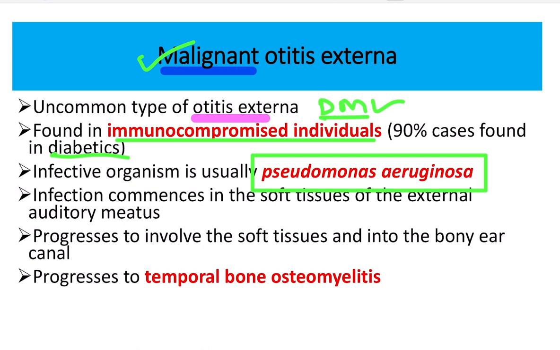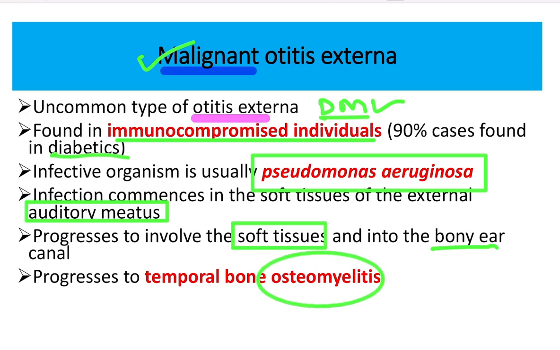Infection commences as a soft tissue infection in the external auditory meatus. That means this infection occurs in the external acoustic meatus, which is part of the external ear, and it involves the soft tissue. When this continues, it can also invade the bony ear canal, and sometimes it may cause temporal osteomyelitis. If the patient is left untreated or neglected, temporal bone osteomyelitis may develop.